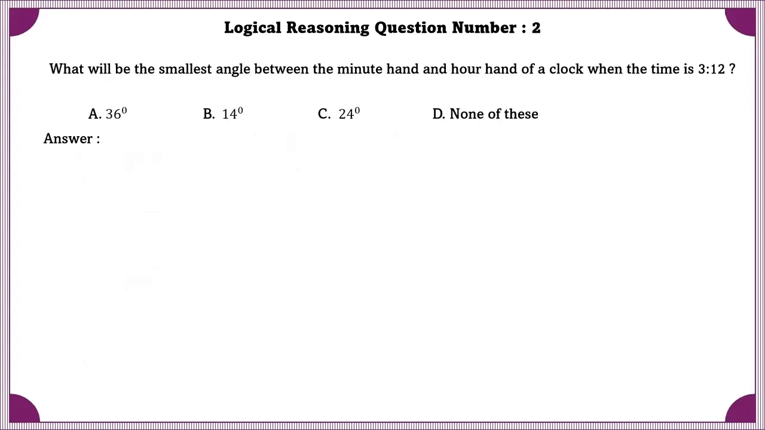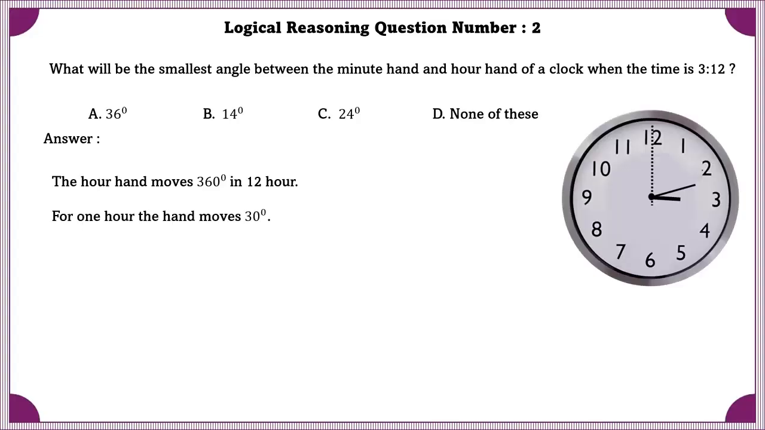Logical reasoning question number 2. What will be the smallest angle between the minute hand and hour hand of a clock when the time is 3:12? The hour hand moves 360 degrees in 12 hours. For 1 hour, the hand moves 30 degrees. Therefore, for 3 12 by 60 hours, it moves an angle of 96 degrees.